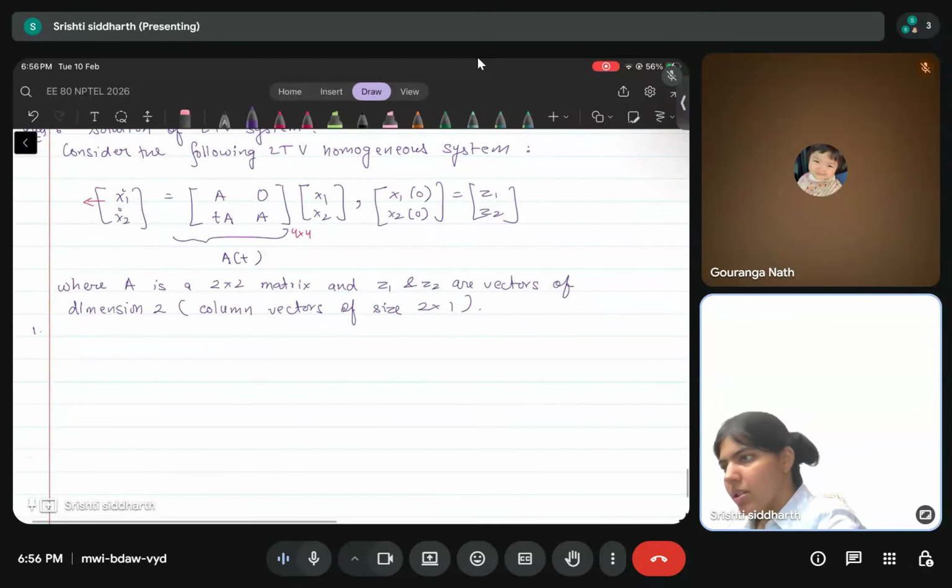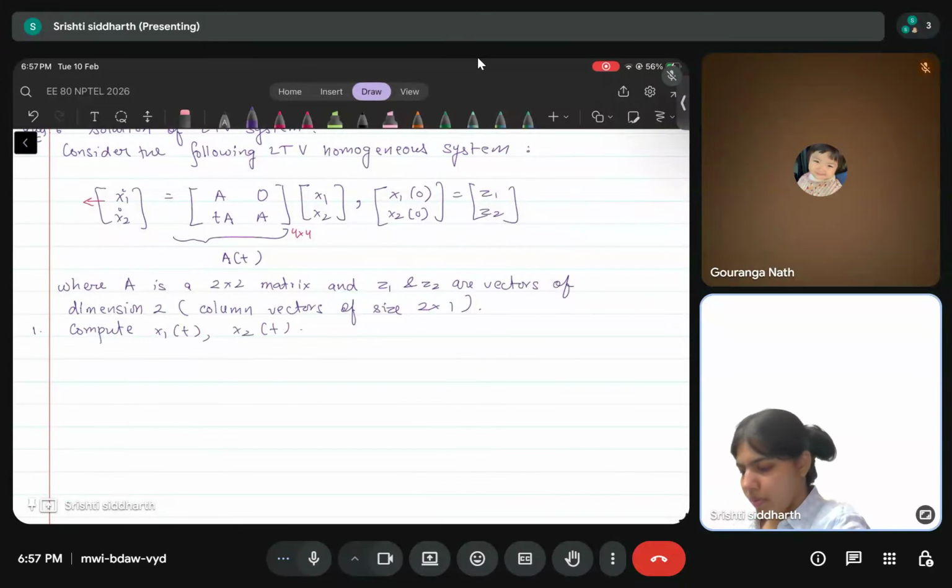The first part is to compute the solution, which is x1(t) and x2(t). The second one is to compute the system's state transition matrix.